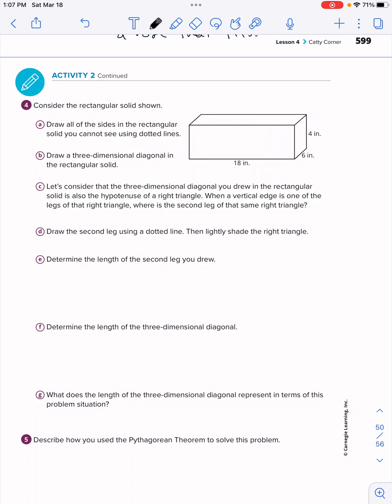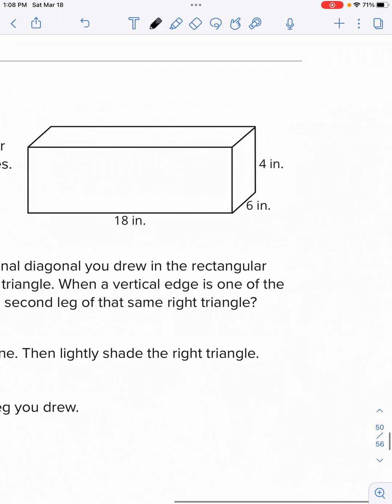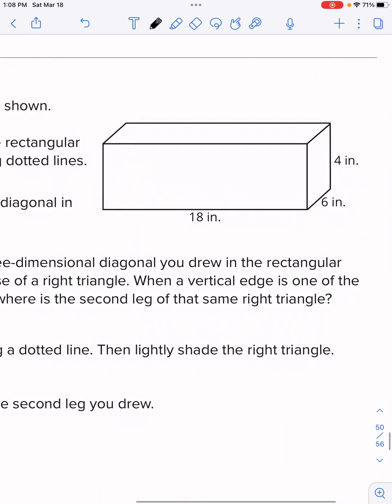So number 4, consider the rectangular solid shown. First thing we're going to draw, it says draw all the sides in the rectangular solid. When it says solid, it just means prism. You cannot draw those that you cannot see using dotted lines. So I can see the front side of this and the side and the top, but I cannot see, as best we can, I'm going to draw dashed lines. Let's draw something like this.